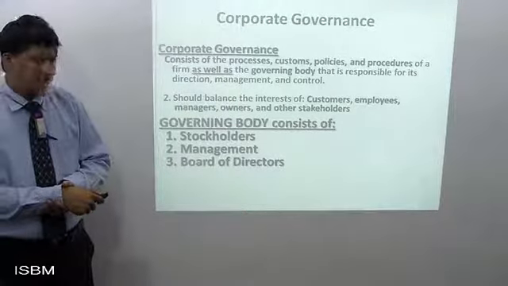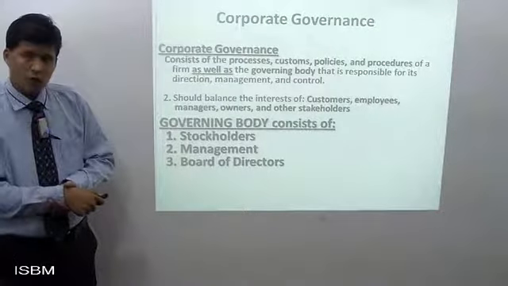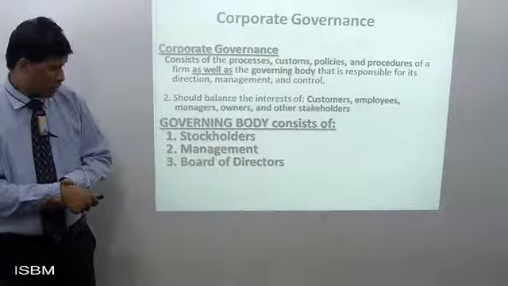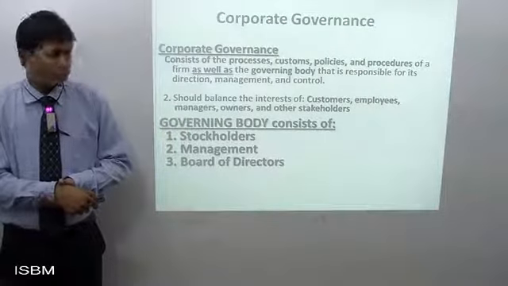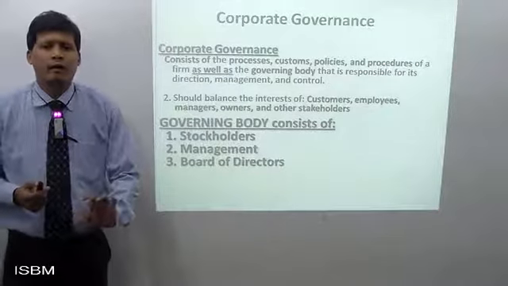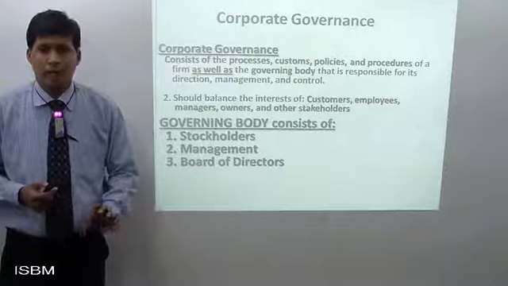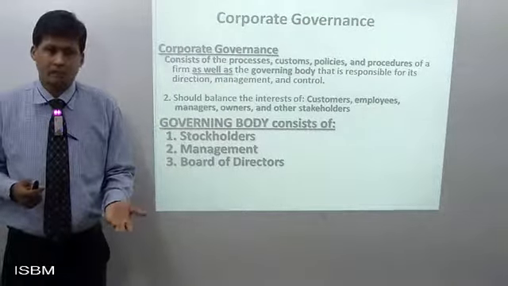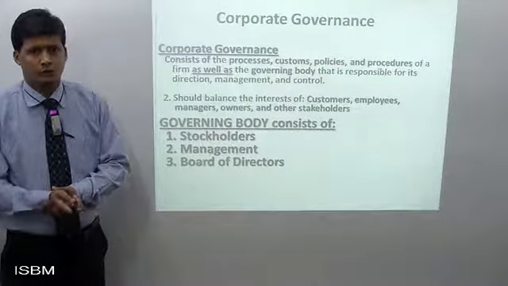So when we say governing body, what does the governing body consist of? It consists of stockholders, it consists of management who run the business, it also consists of the board of directors. Now if you see, the governing body doesn't consist of lower rung workers or line managers or middle level management as well. Why? Because they don't govern, they are just the implementers. Now this body is actually what governs the entire show.